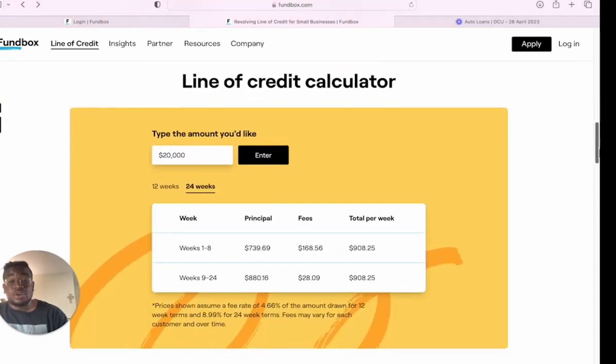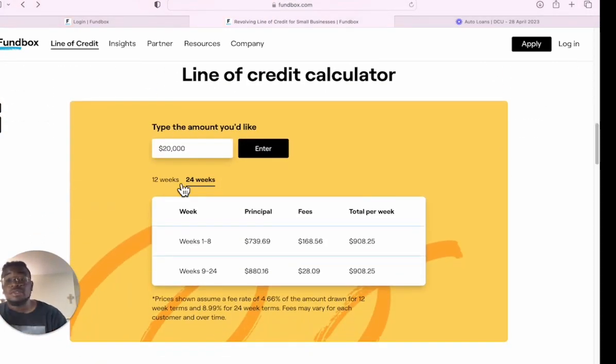Next, we're gonna talk about the line of credit calculator. The difference between this line of credit and other lines of credit, right? They have a 12-week term and a 24-week term. It's different, but it's based on whether you can use it or not, okay? So it's 12 weeks, obviously. It's showing your principal, your fees, and your total per week.